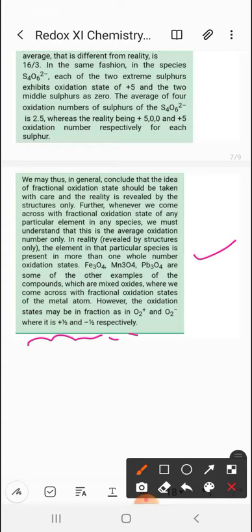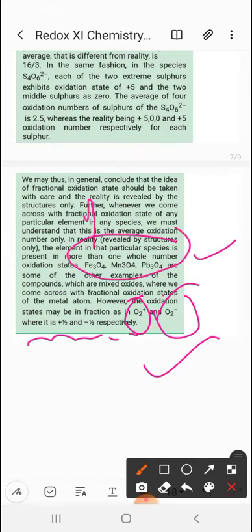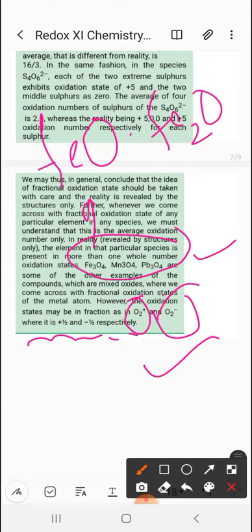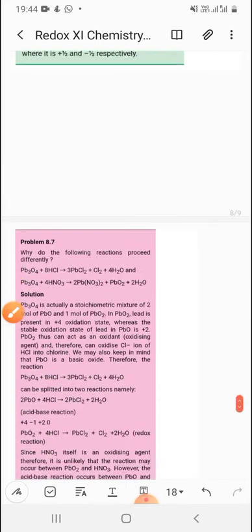So it can be a fraction, like in superoxide and O2+, it is possible. But if we talk about a mixed oxide, then if we calculate the oxidation state of iron in Fe3O4, it will come as a fraction. But actually it is a mixed oxide, it is FeO.Fe2O3. So here Fe is in the +2 form and here Fe is in the +3 form, so it is a mixed oxide. Fine. Similarly, Mn3O4 and Pb3O4. Fine. And one more example.